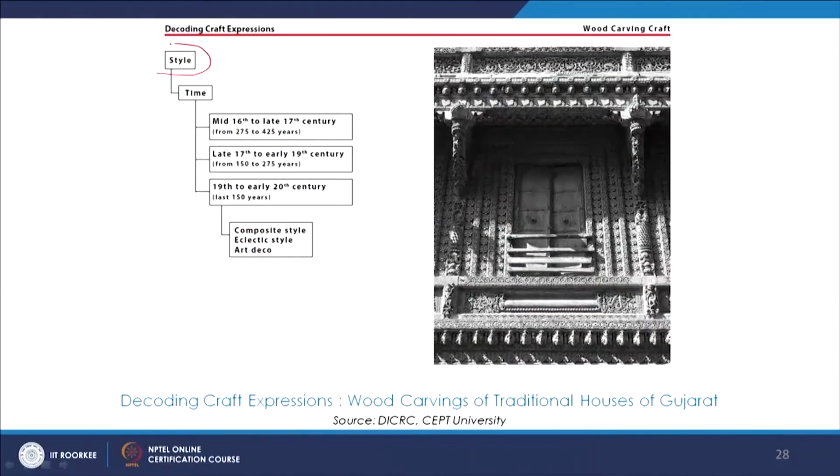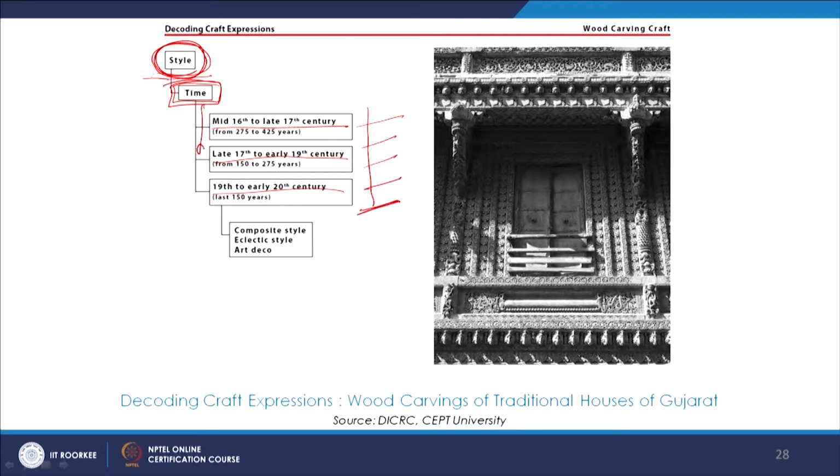We could also decode a building craft and an interior architecture in terms of style. And when we talk about style, it's very important that we take note of the time or the era in which it was done or made. So there are different timelines and the buildings could be studied, because every era would have a different narrative of the society, politics, economics, workmanship, and all different kinds of details.